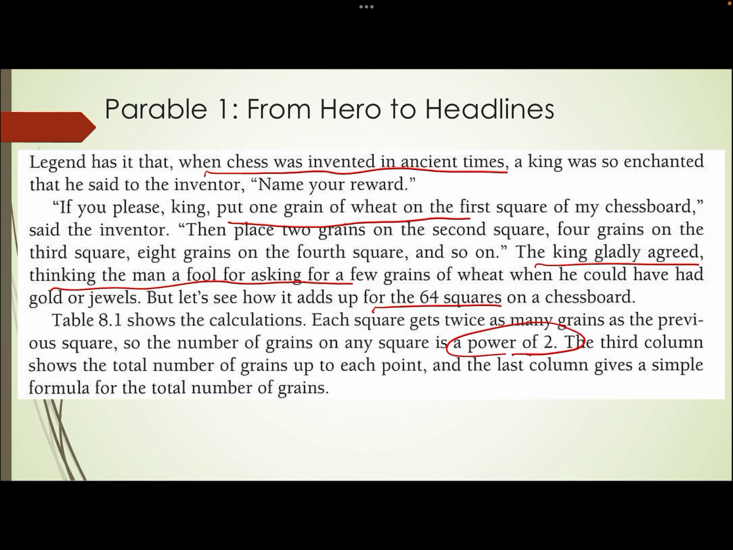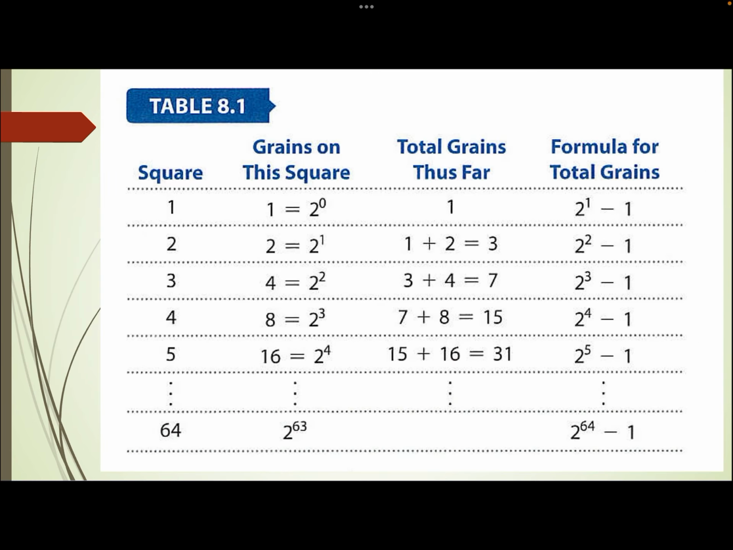The third column shows the total number of grains up to each point, and the last column gives a formula for finding it. So one column, this column here, is just grains on that square. This is total grains so far, but this is the formula for finding the total grains. So notice this one is 2 to the 0, or to find the grains on the square, you would say 2 to the n minus 1. Because 2 to the 0 is 1, we had 1 grain of sand on the first one. If we started with 2 grains of sand, then we just do 2 to the 1.